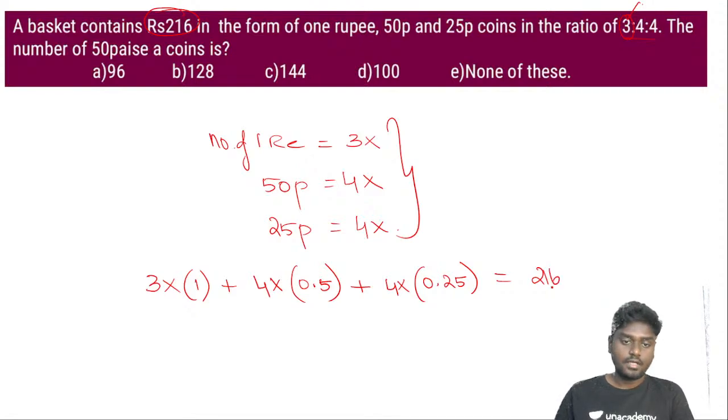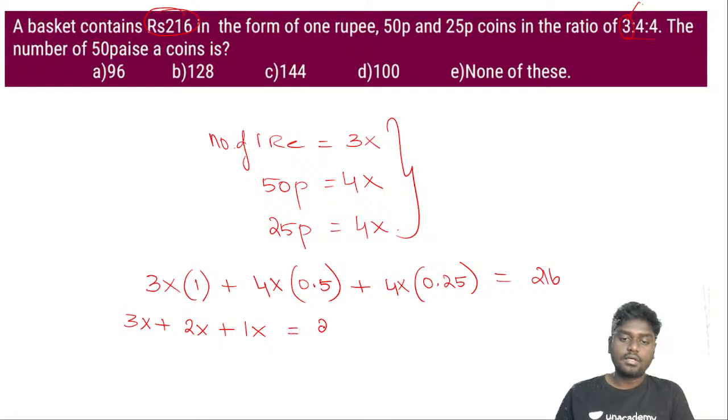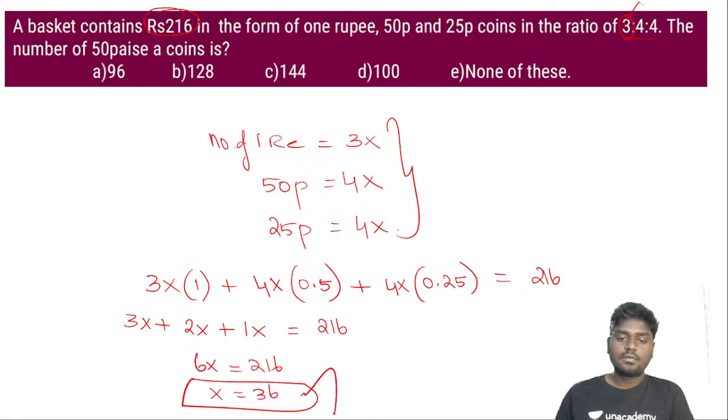That's it. Simply you just need to solve this: 3x plus 2x plus 1x, what exactly will it be? It is equal to 216, and ultimately 6x is equal to 216, and the value of x will be 36. That's it. You've got the value of x.